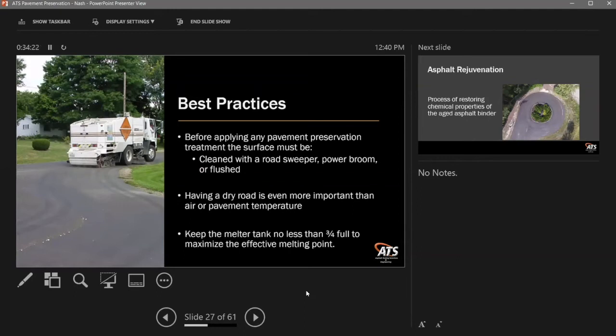The melter tanks that end up feeding the wands that fill the cracks, you want to make sure that that is no less than 3/4 full to make sure that you have a good temperature. You want a good bulk quantity in order to maintain a constant temperature.